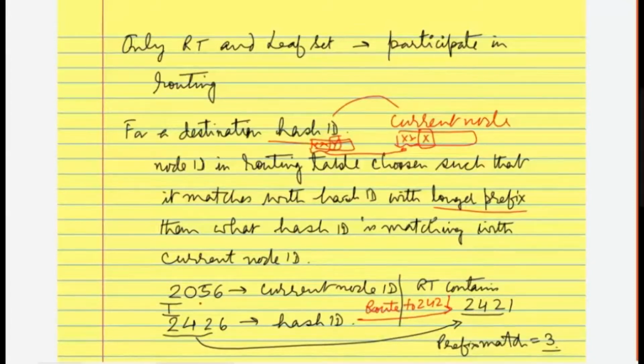For example, 2056 is the current node ID. 2426 is the hash ID. The routing table of 2056 contains 2421. You can actually see that with the current node, it's only matching with one digit. But with this entry, it is matching with 3, and this is the longest match. So you will hand over this query for this hash ID to 2421. So the prefix match is now 3. It is not 1.